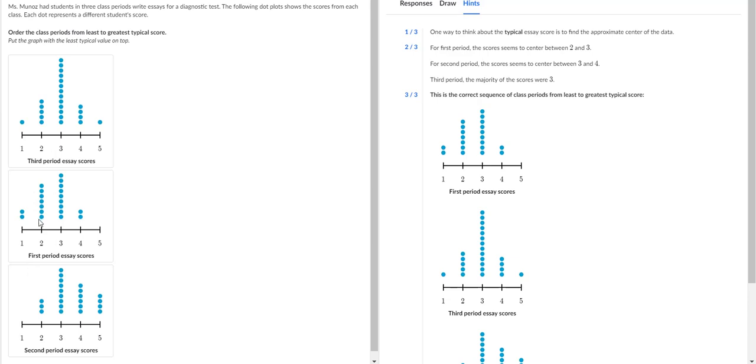First period had the lowest score, so that would go first, and third period would be in the middle.